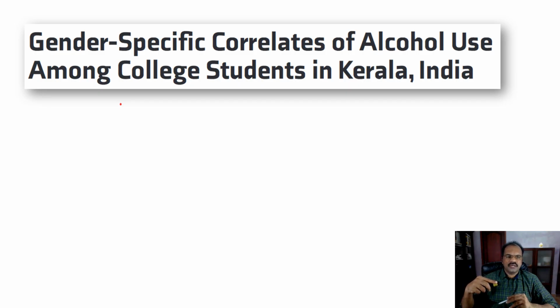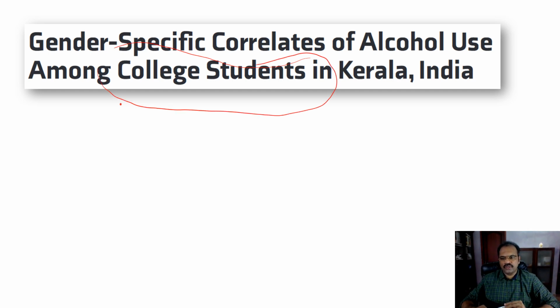This is one study again published in the same journal: Gender specific correlates of alcohol use among college students in Kerala, India. So what they tried to find was, they studied some college students, and they asked them about various historical data also from their childhood and all. For example, they asked whether the sample had any symptoms of ADHD, attention deficit hyperactivity disorder, whether they had hyperactivity in the childhood, whether they had inattention in the childhood and all, whether those people who had such symptoms have a higher chance of alcohol use. That is what they wanted to study.